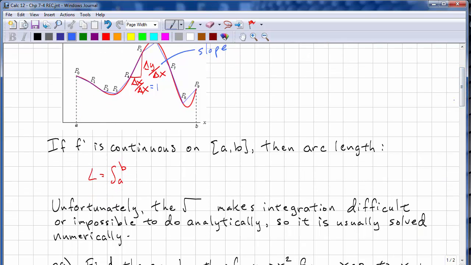Okay, so the formula is the length is the integral from a to b, square root of 1 plus the derivative squared, integrated with respect to x. This is the way we actually do it.